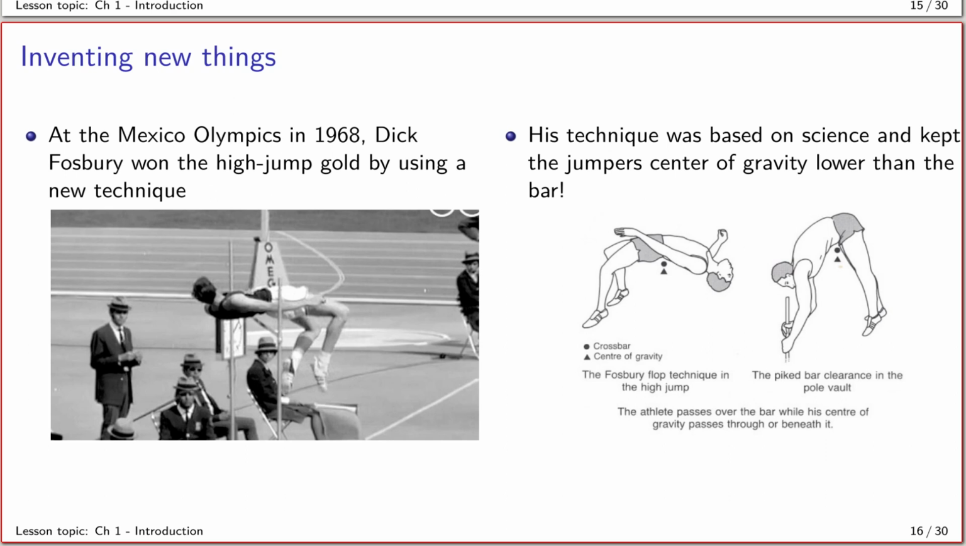And so the center of gravity passes below the bar here, while your body actually goes over the bar, and this can be done with lower forces than required to actually jump over the bar if your center of gravity is going over the bar. And so this technique is now widely used by every high jumper and also by pole vaulters, and it's based on the science underlying the calculation of the center of gravity.